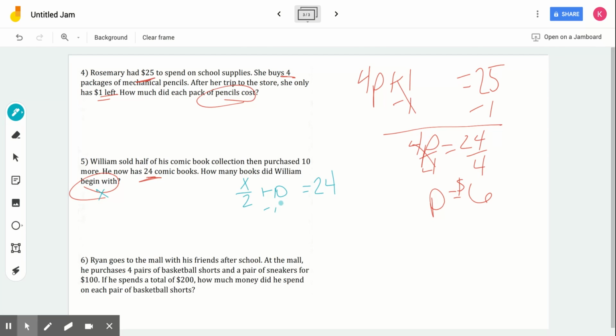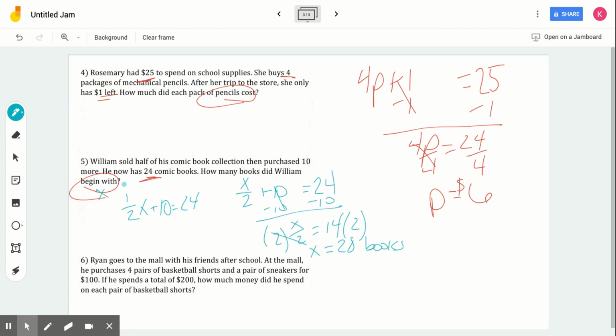So here we could subtract 10 from both sides. X over 2 equals 14. The opposite of dividing by 2 is to multiply by 2. This will cancel, and we're left with X is equal to 28 books. Now, some of you might have thought to write it like this: 1/2 of his collection plus 10 books is equal to 24. And this is the same, and either one of these would work. As long as you're working them out correctly, you're going to get the same answer.